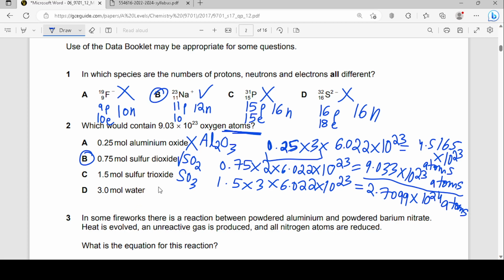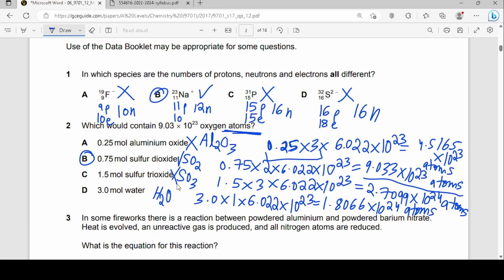And then we have moles of water as well, 3 moles of water. So 3.0. So that means for every 1 mole of water, we have one mole of oxygen atoms, right? So you just do 3.0 times 1, or just keep it as 3.0, it's fine. And then multiply that by 6.022 into 10 to the power of 23. So we get 1.8066 into 10 to the power of 24 atoms of oxygen, which is again not the correct answer, right?